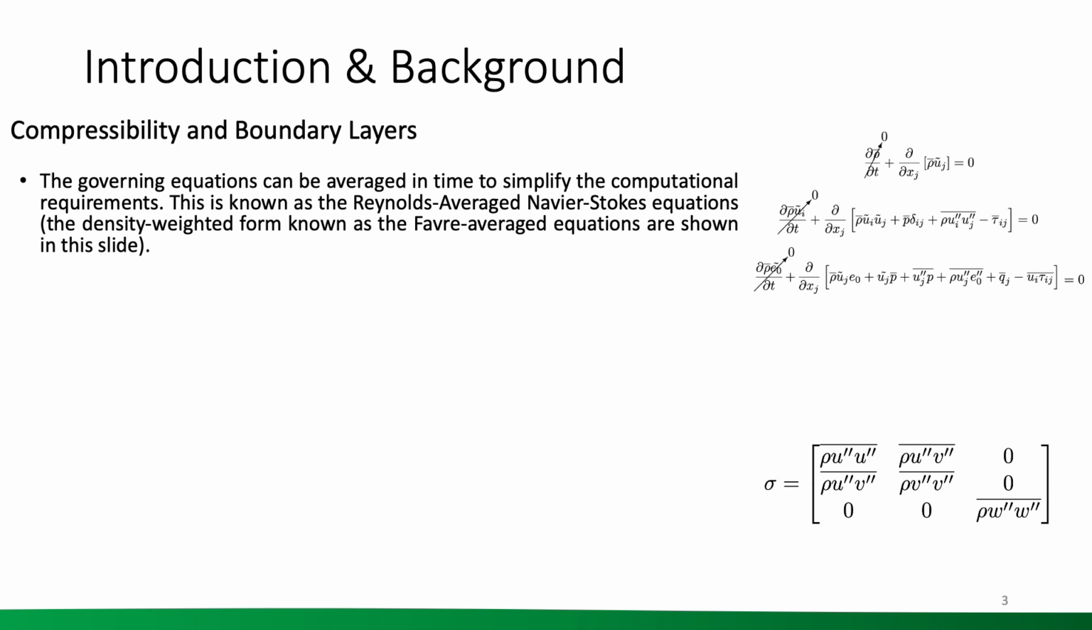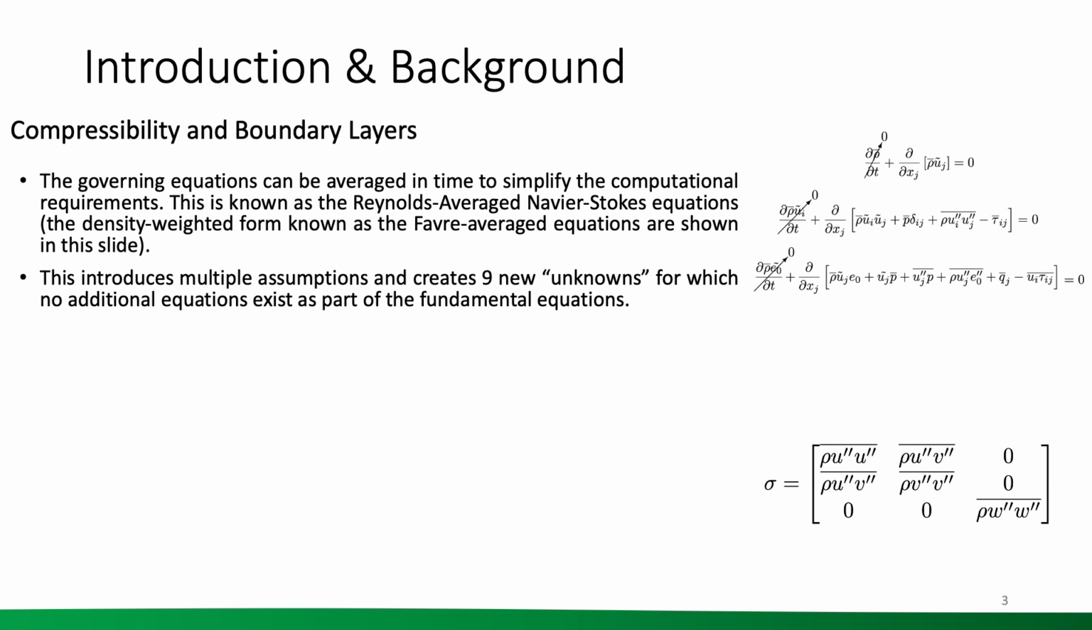Now, the governing equations can be averaged in time, and again, I'm not going to move through all of the necessary procedures to do this in this presentation for time's sake, but I go into much more depth in the actual report for this work. But this is typically known as the Reynolds average Navier-Stokes equations. There's a density-weighted form known as the Favre average equations, which are the ones shown in this slide and equations immediately to the right. This introduces multiple assumptions, but it creates 9 new unknowns for which there are no additional equations as part of the fundamental equations that govern the problem.